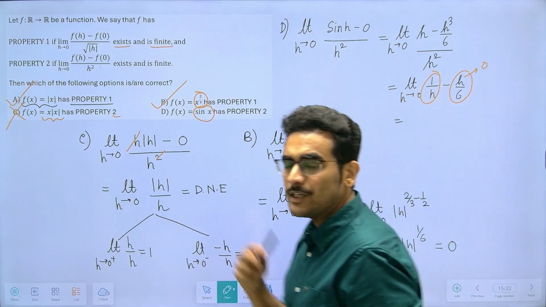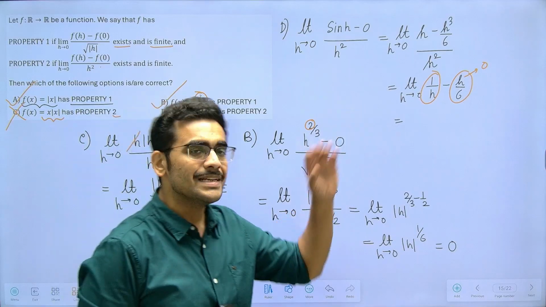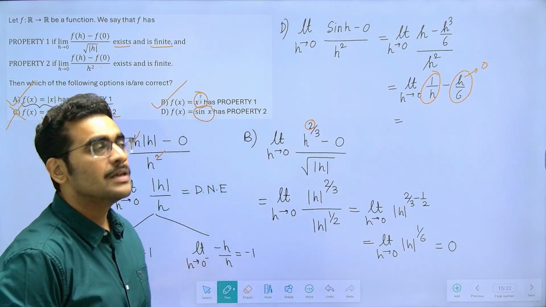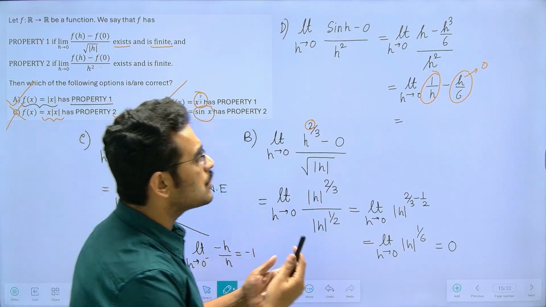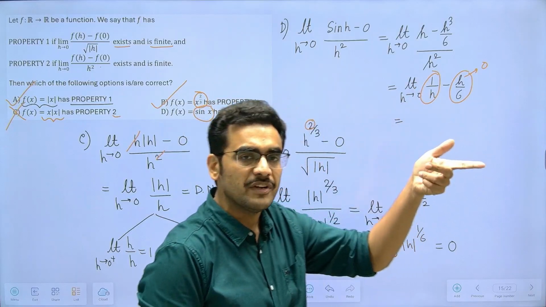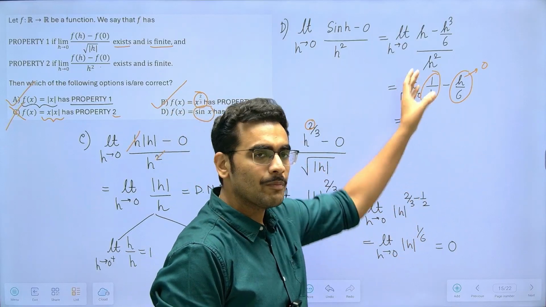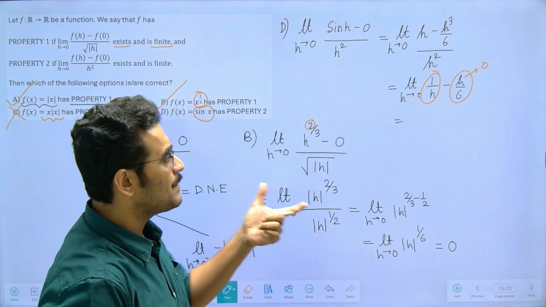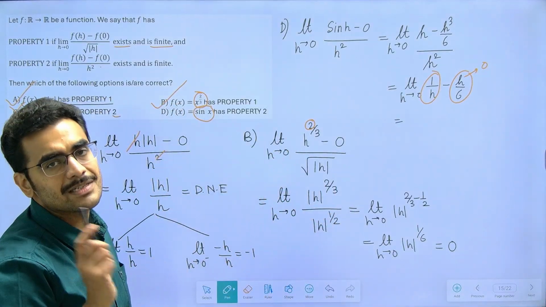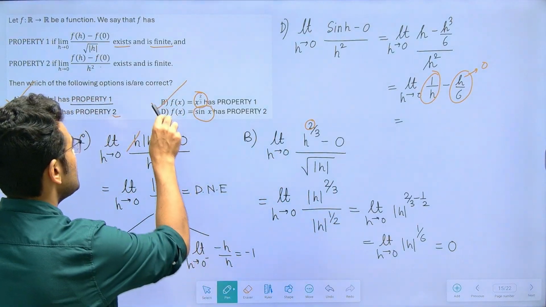What is happening to 1 by h? As h tends to 0 plus, 1 by h is tending to plus infinity. When h is tending to 0 minus, 1 by h is tending to minus infinity. That means we can say this limit does not exist at all. So option D is wrong.